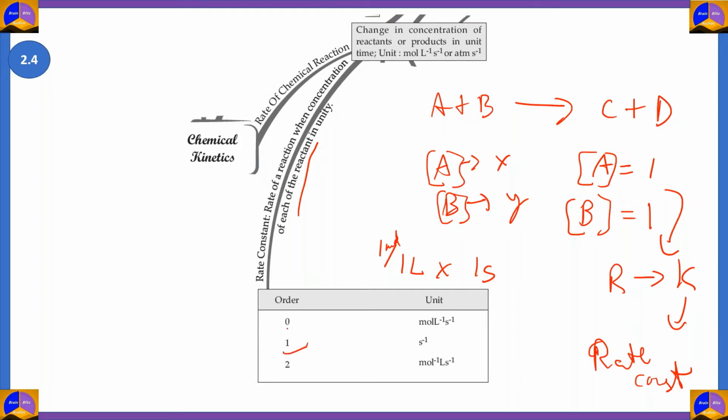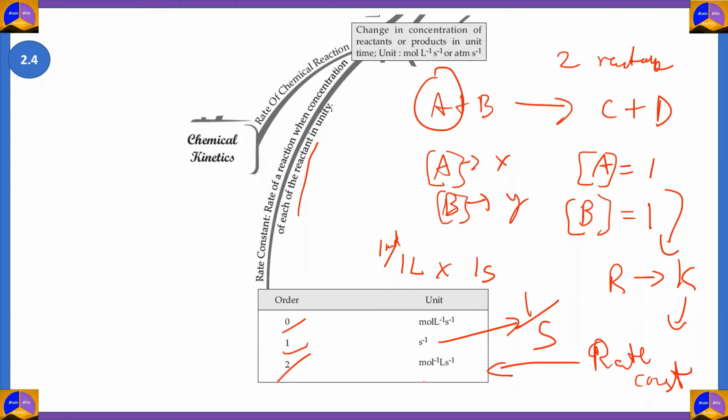Now in a first order reaction, which is dependent on only one reactant, the unit of the rate constant will be per second, so 1 by second. And in a second order reaction, which is a reaction dependent on 2 reactants, the unit of the rate constant will be mole inverse, liter, second inverse. So that will be liters per mole second.